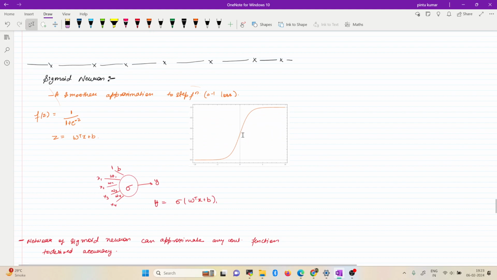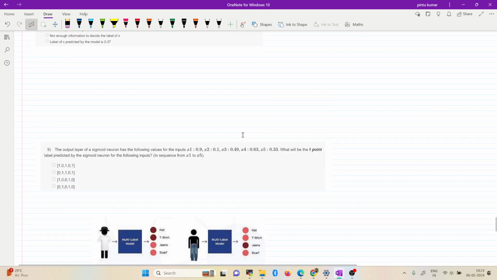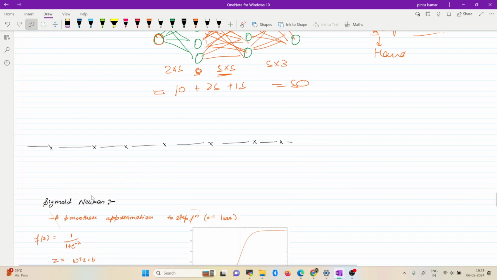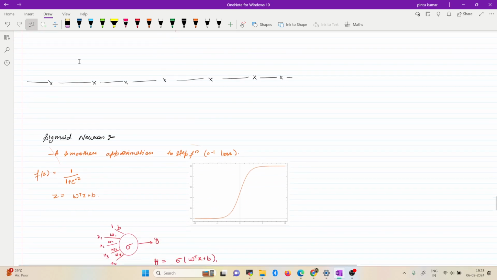Now we will look at something that is known as the sigmoid neuron and solve a couple of questions based on it. If you have a doubt, you can anytime unmute yourself and speak, or you can type.